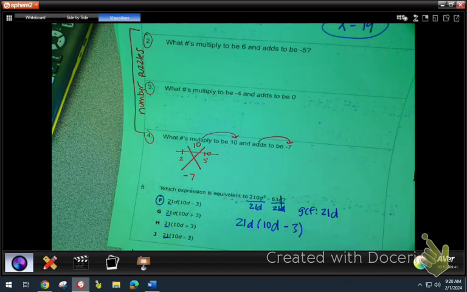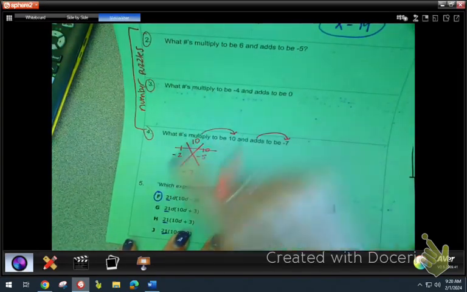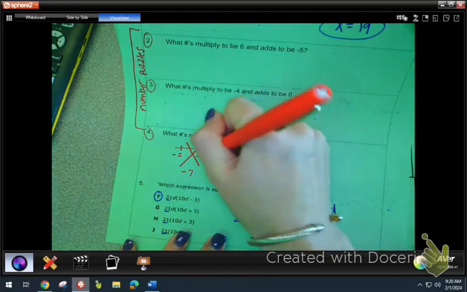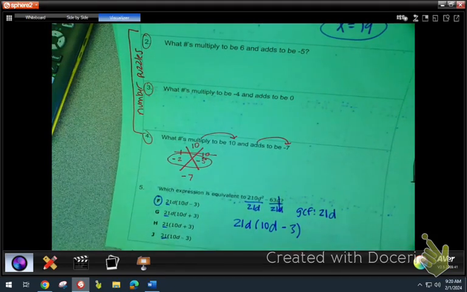2 plus -5 is not -7. 2 negatives. What do 2 negatives multiply to be? A positive. What do 2 negatives add to be? A negative. So these will be my winning numbers. Okay? That's how we work the number puzzles here.